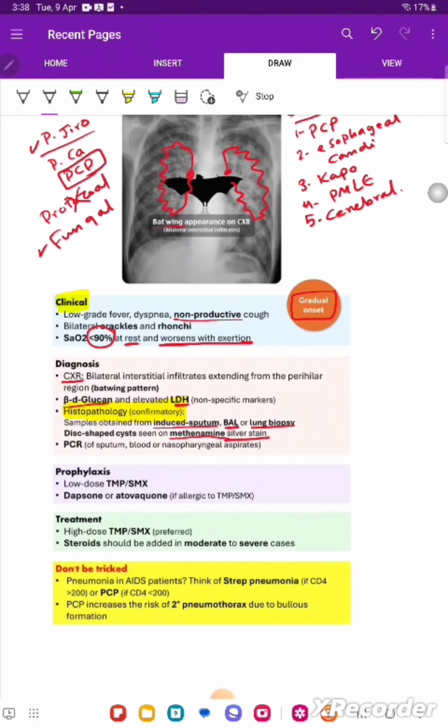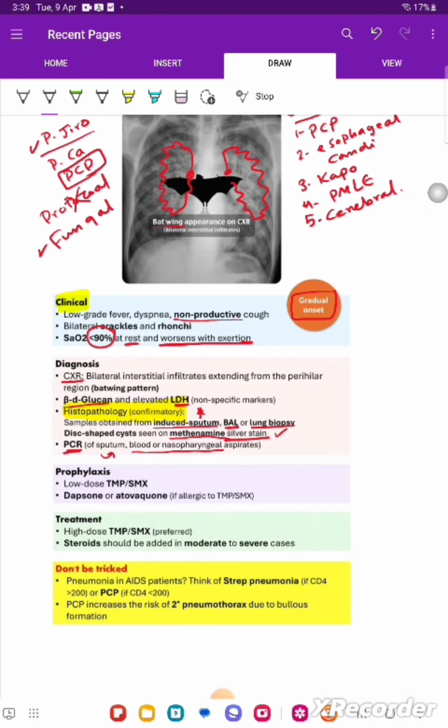So he can ask you, how can this organism be stained? It's silver stain. How can the sample be obtained? It's induced sputum. This is the preferred method. The other method which can be used is PCR. And PCR can be done on sputum and on other samples as well, such as blood or nasopharyngeal aspirate.